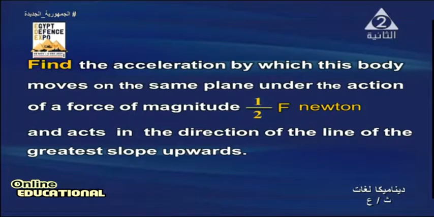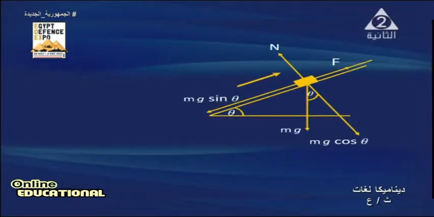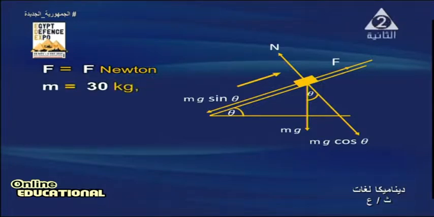Now we have two cases. A body of mass 30 kilograms placed on a smooth plane inclined to the horizontal with an angle of measure 30 degrees. The magnitude of the force acting on the body is F Newton, and its direction is in the same direction of the line of greatest slope upward the plane. The mass of the body equals 30 kilograms.